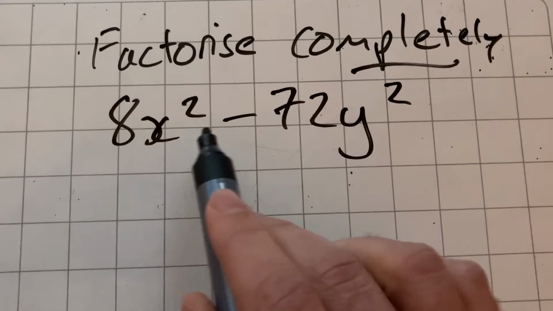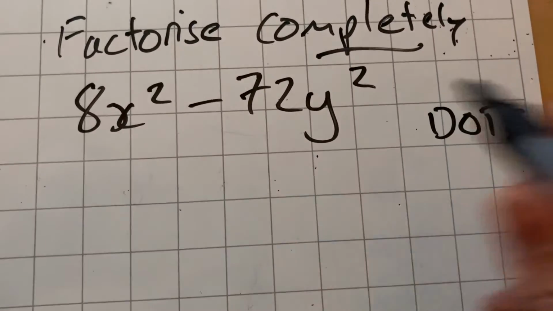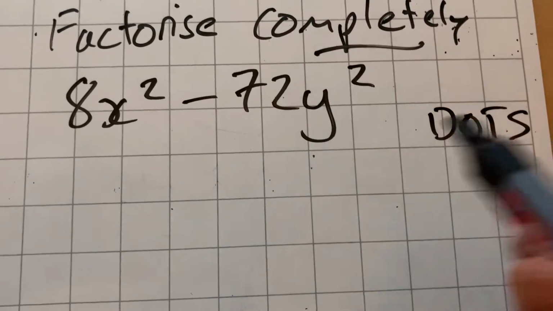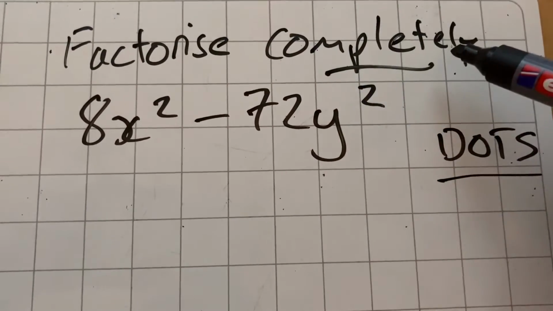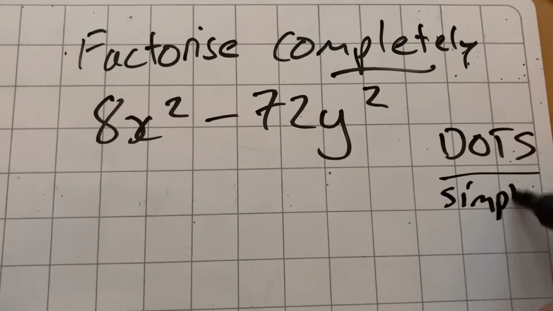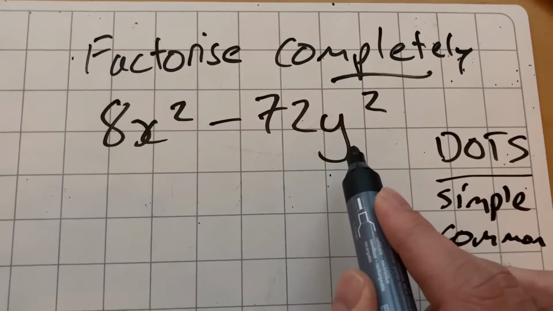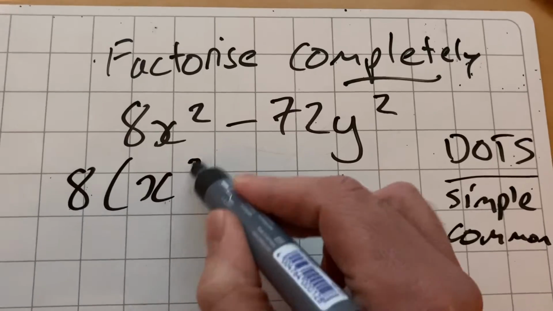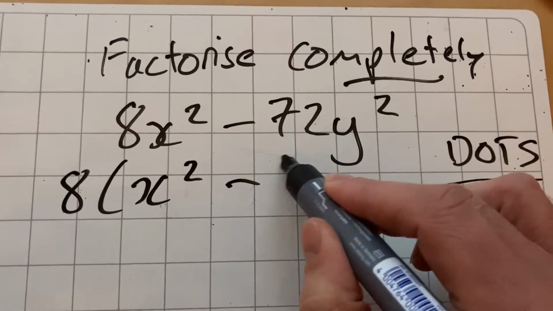Now, whenever I see a minus sign and squares, I'm thinking of a difference of two squares. A difference, I subtract, of two terms that are both squared. And there are other videos on my channel on difference of two squares. But they've said completely, so there's probably something else I need to do. So look for a simple common factor first. Now, it's not the algebra terms because they're not common to both. It is the multiple of 8. So take out 8. And you get x squared, and 72, that's in the 8 times table. It's 8 times 9.